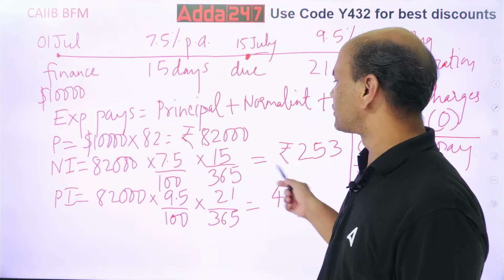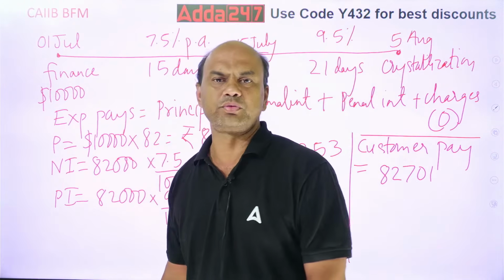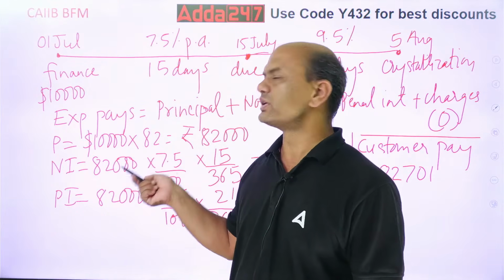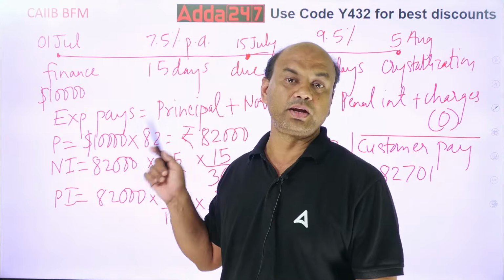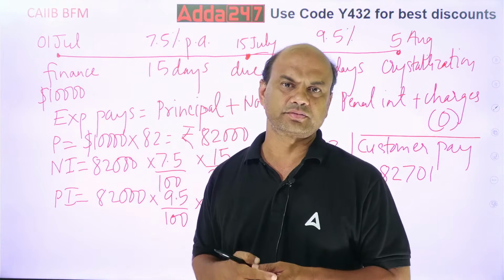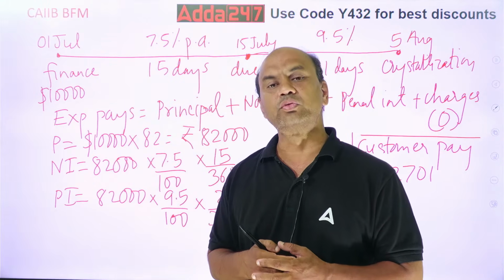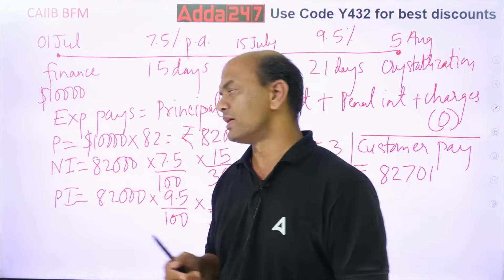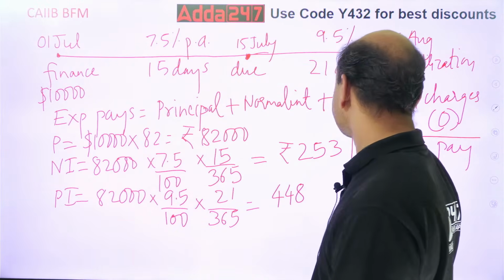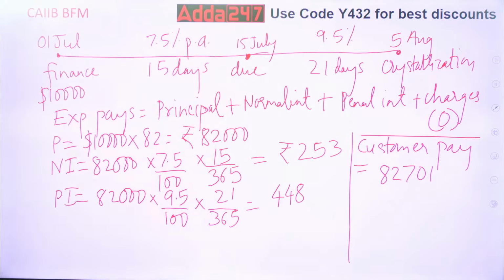So, that comes out to, everyone do this, try it yourself. All of you, try it yourself. What are you getting? 82,000 into 7.5% into 15 days. Check it. What are you getting? What is the answer you are getting? Are you getting 253? Check this. Type yes in the comment section. Type yes if you have got 253.